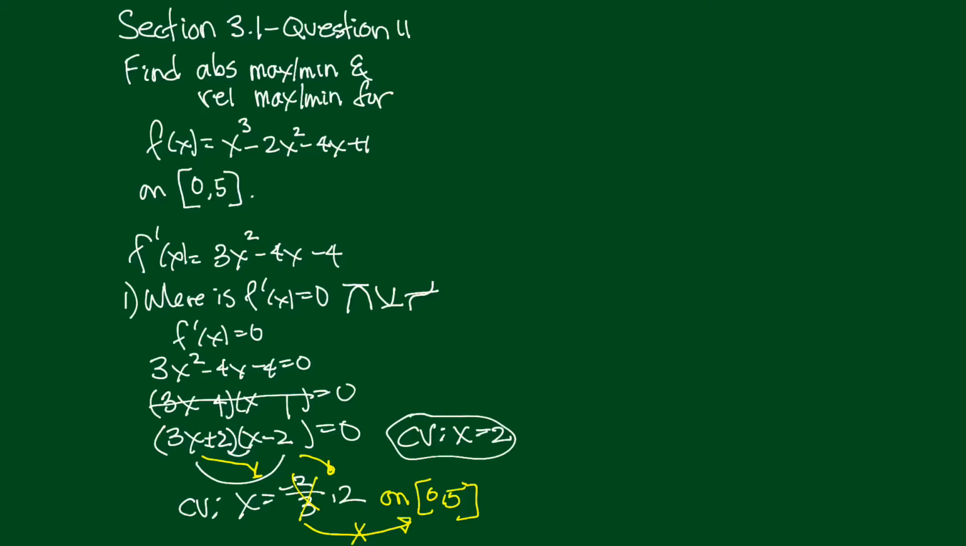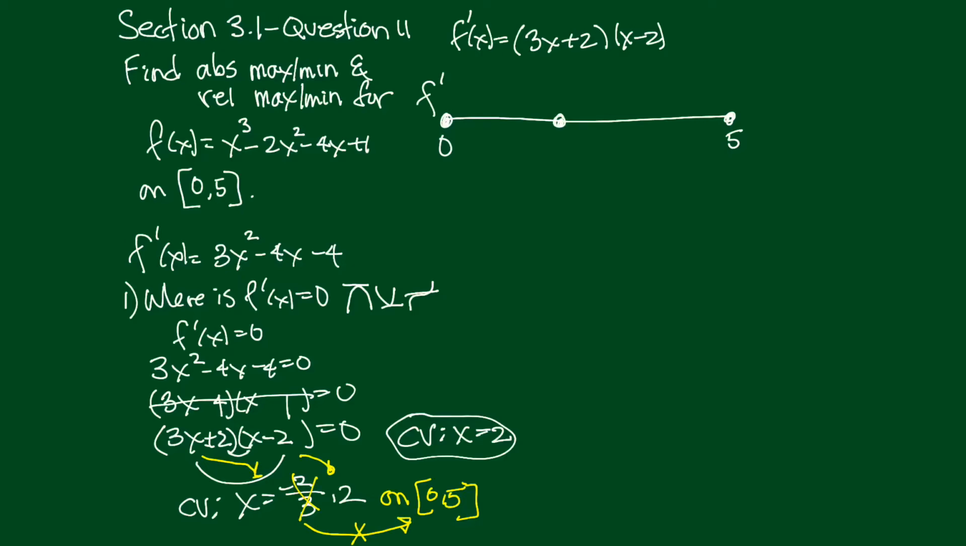So let's test. Up here at the top, I'm going to put the derivative, in terms of the factored form. So the derivative is 3x plus 2, x minus 2. Let's draw our interval. Now the interval really goes from 0 only to 5. And here we are at 2. So let's analyze f prime at 2. I'm going to pick a test point at 2, right? There's 2.